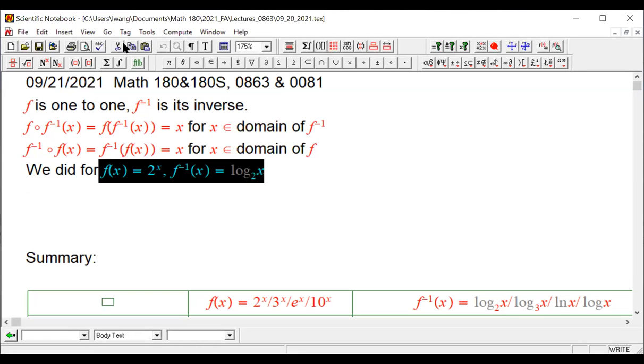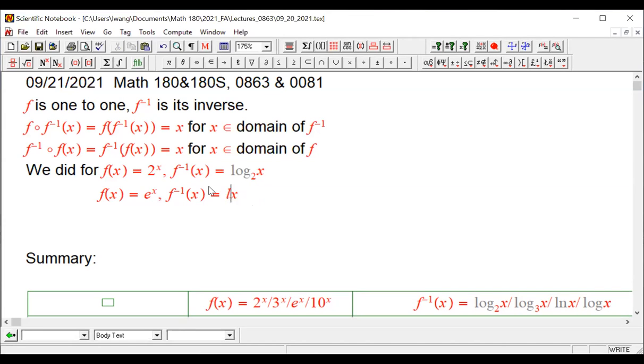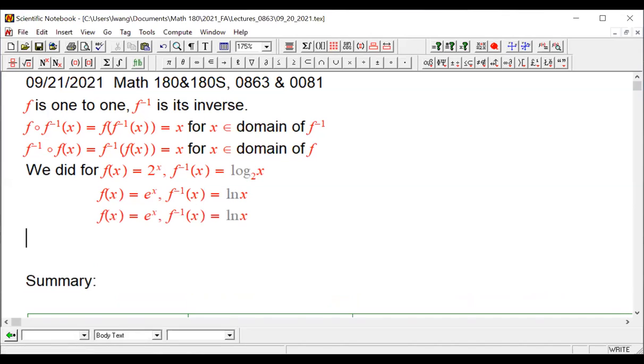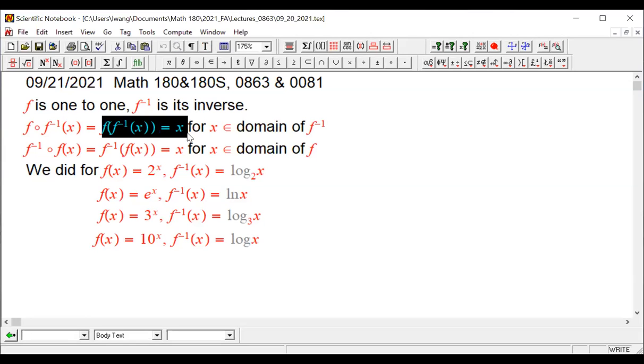We also have done it for e. What happened to e? This is e to the power x, and this is going to be ln x. And for 3 to the power x, log base 3 of x, and so on and so forth. So we have four pairs, and of course, you can create many more. And 10 to the power x and common log x. So these are the pairs. Using these properties, we can derive something very interesting. We're going to use just one of the properties.